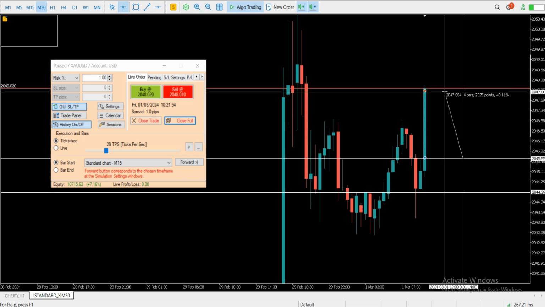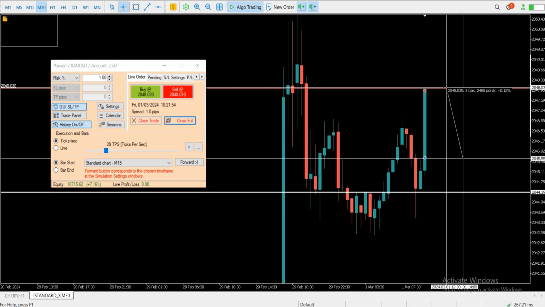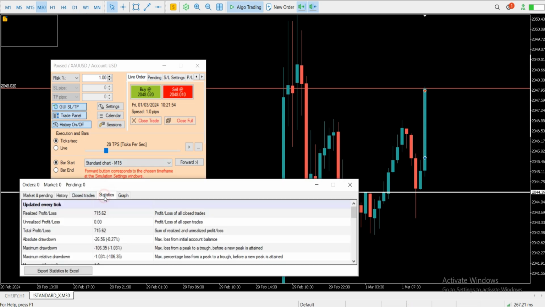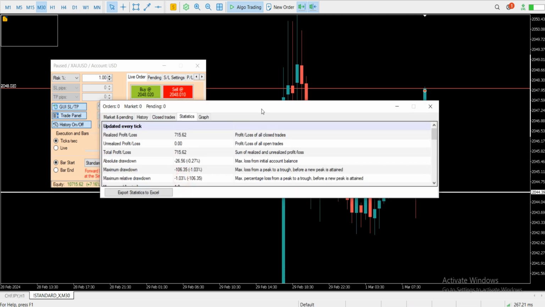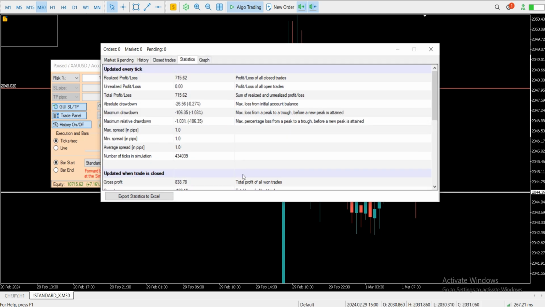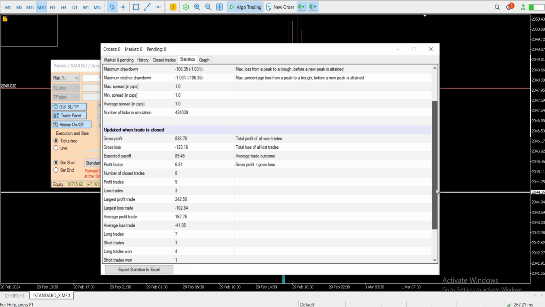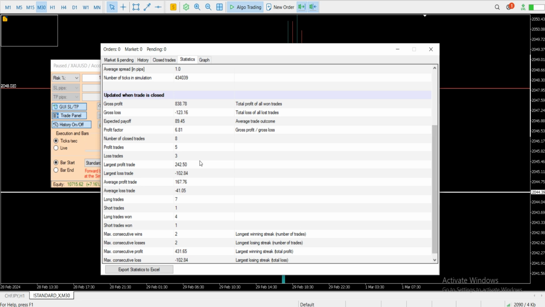Made okay, 24, 248 or 24, I don't know, because it's just a different reading. Anyway, let's just see the trading panel. Let's see statistics, and I took 8 trades, 5 were winners, 3 were losses. Let's see whether we can see profit factor.